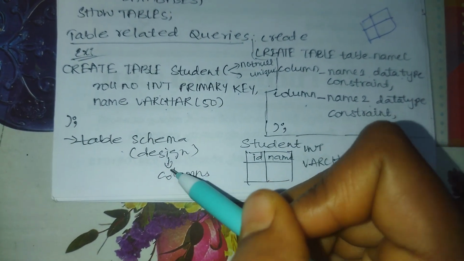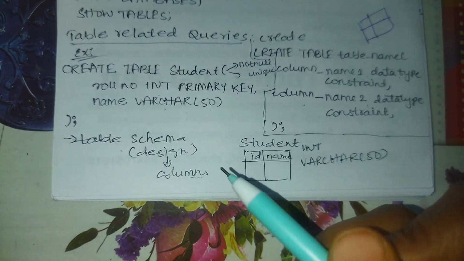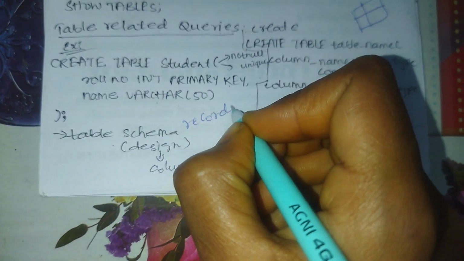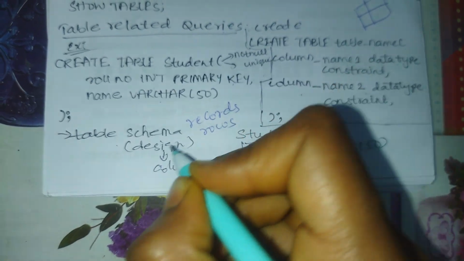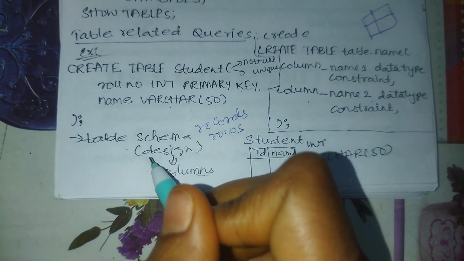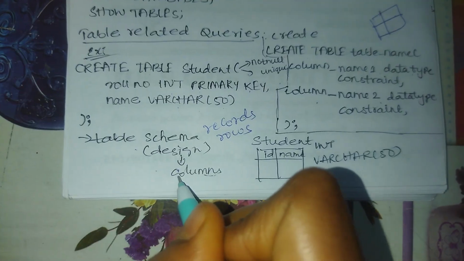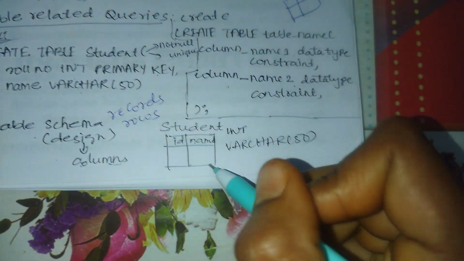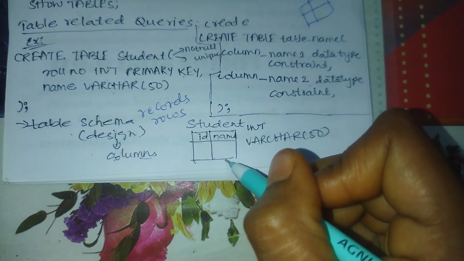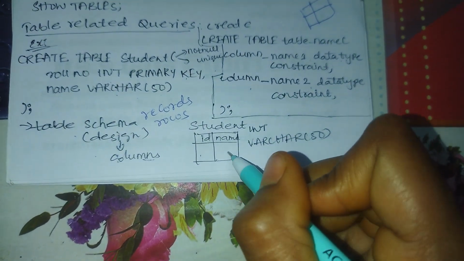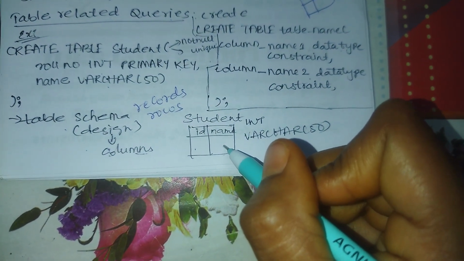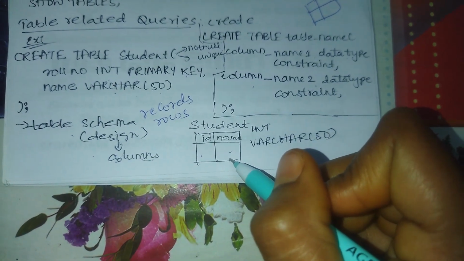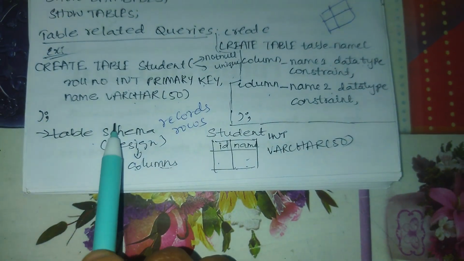Schema is the design for rows and columns. For rows we use records, for columns we use fields, like this. Student with ID, name. ID is the primary key. Name is the varchar representation, variable character, like names, with a size of 50. This is the output for this example code.